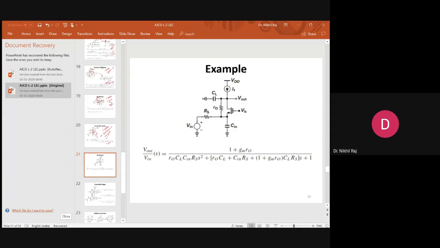Okay, now this is another example. In this example, you see there are two nodes, at the input, let's say x, and at the output v out. So again it will have two poles. And this r naught is there, so Miller can be applied here. So there are two poles, and how many zeros? Again no zeros here. Okay, so again we see there is an s square term, which means two poles are there and no zeros are there.